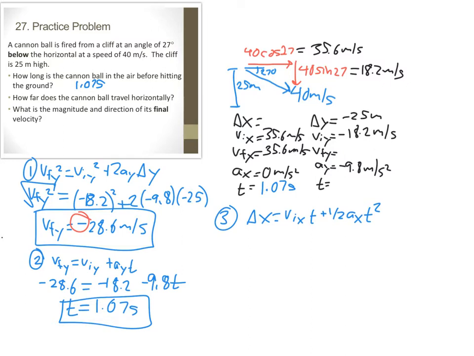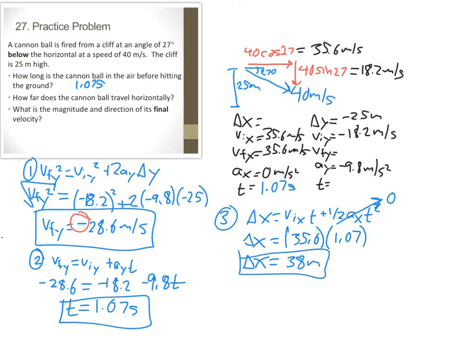I'm now going to go over the x side and use that time and my x velocity to figure out how far it went. So I'm going to use one of my delta x equations. That second term ends up going away because our x acceleration is just 0. That's why we have to use one of the delta x equations. So I end up getting that displacement is going to be my x velocity, 35.6, multiplied by my time, 1.07, and so I get an x displacement here of 38 meters, which answers my second question.